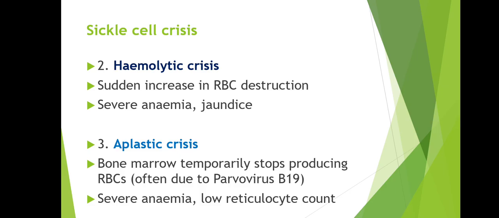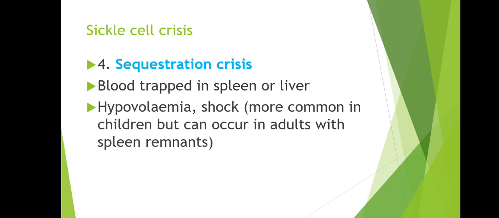Then what is the other crisis? We have aplastic crisis. What about aplastic crisis? The bone marrow temporarily stops producing red blood cells. Okay? So, because the red blood cells have stopped being produced, there is going to be severe anemia and low reticulocyte count. Severe anemia and low reticulocyte count. If the reticulocyte count gets reduced, then a lot of problems are going to arise from there.